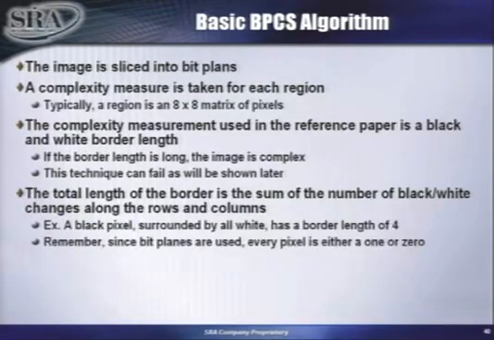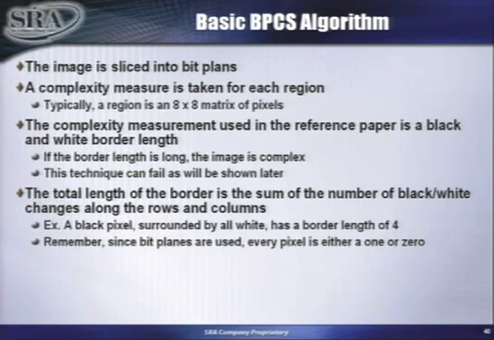So basically, the image is sliced into bit planes, and a complexity measure is taken for each region. Typically, the region is 8 by 8, a very frequent image block size. They've done experiments. JPEG uses 8 by 8. They've tried 16 by 16 and 4 by 4, and it tends to come out that 8 by 8 blocks are the best overall.